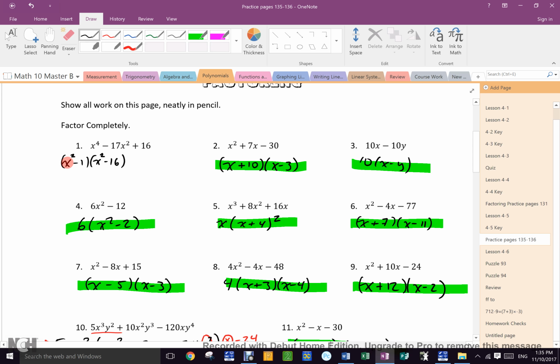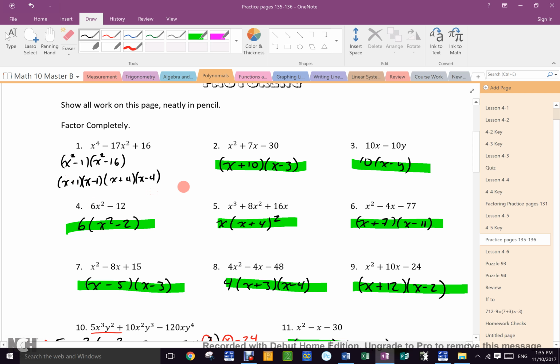Now, is that a perfect square? Is that a difference? Is that a perfect square? So can we factor it? Yes. X plus 1, x minus 1. Is that a perfect square? Is that a difference? Is that a perfect square? So can I factor it? X plus 4, x minus 4.